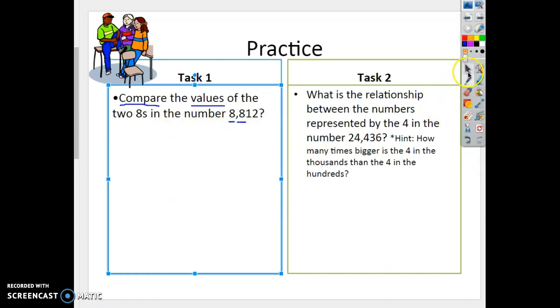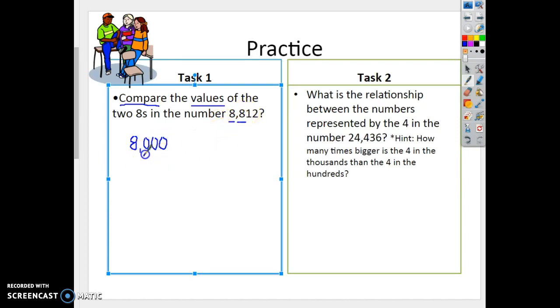And again, if you're having a little trouble after the answer, you can replay it and hopefully it'll make a little more sense. So pause the video now and then solve it. Alright, so looking at it, you want to look at how much they're each worth. So the first 8 is worth 8,000.